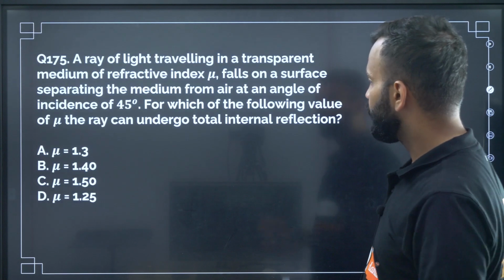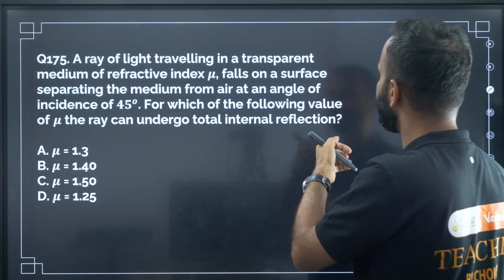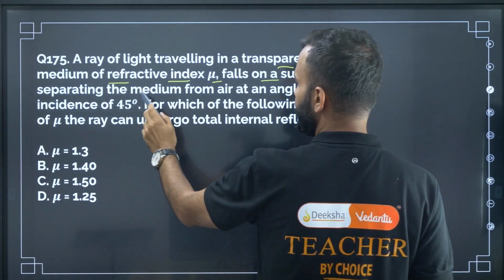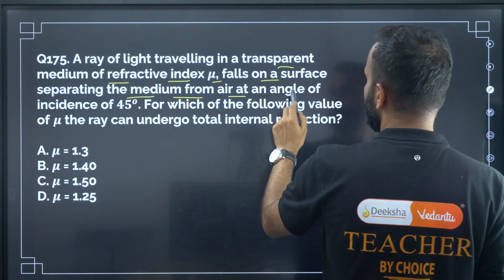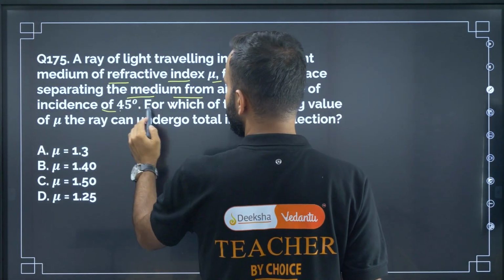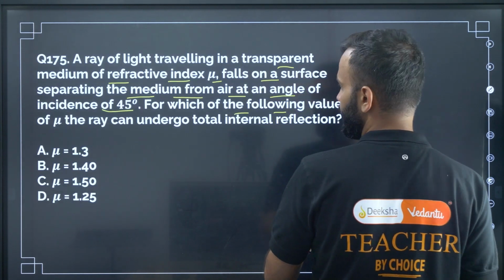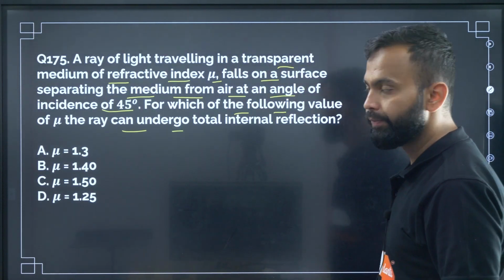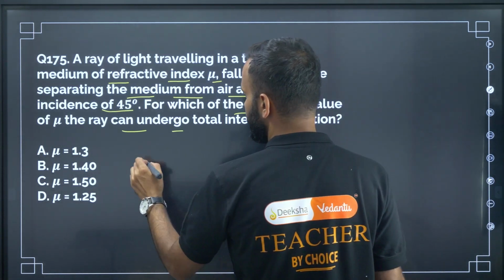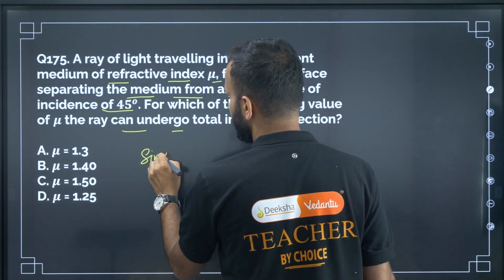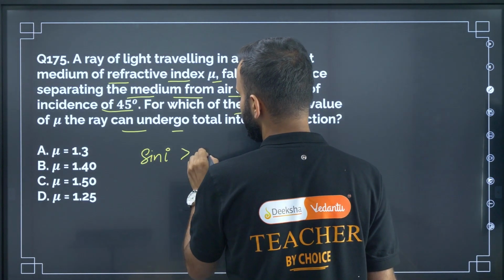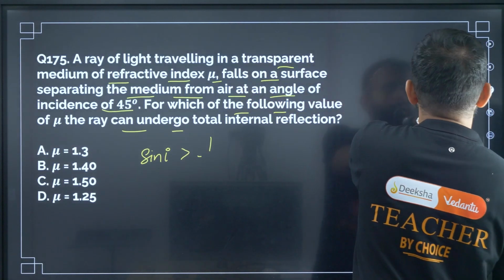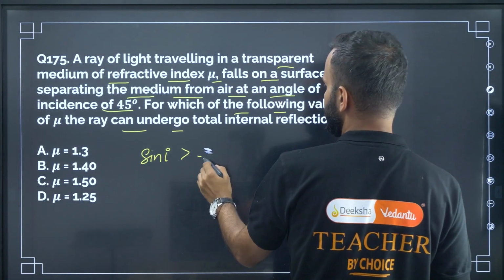Next question, question number 175. If a ray of light traveling in a transparent medium of refractive index mu falls on a surface separating the medium from air at an angle of incidence 45 degree, for which of the following values of mu can the ray undergo total internal reflection? Okay, so what is the condition for total internal reflection? The condition for total internal reflection is that sin i must be greater than sin C, right? Sin i must be greater than sin C.